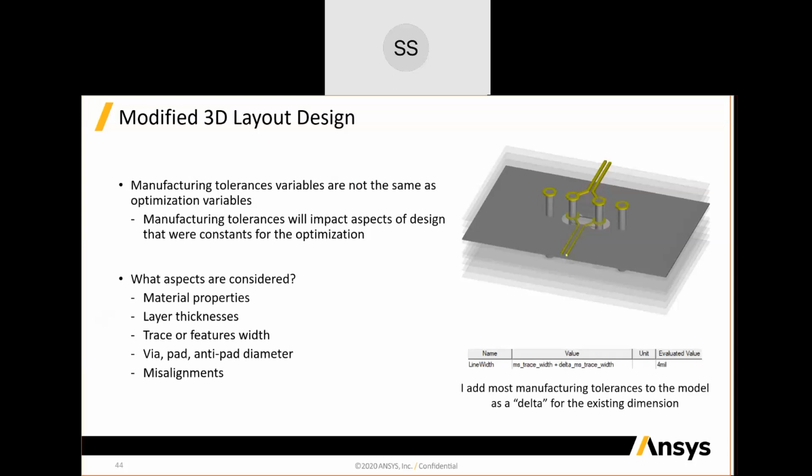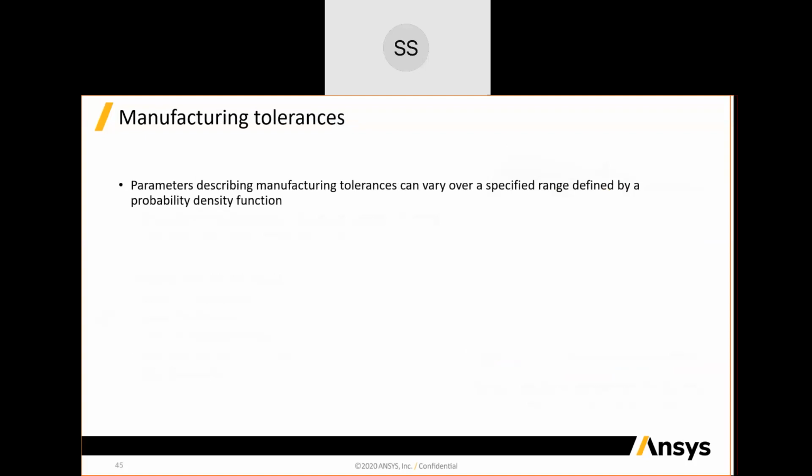Usually the way that I define the variables here in 3D Layout is that I add a little delta to the already existing value. And this delta is something that describes the manufacturing tolerances. So if I have a distribution, sometimes it can be a positive delta, sometimes it can be a negative delta that adds a little bit or takes a little bit away from my nominal value. And by doing a definition like this, I can have the same manufacturing tolerance variable impact other aspects of the same design. So it makes it a little bit more streamlined when I set up the simulation.